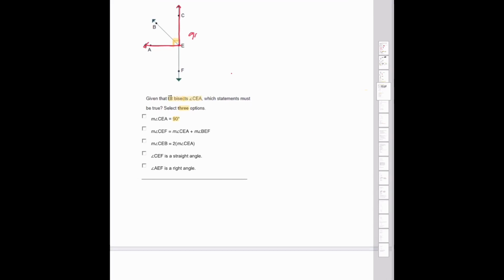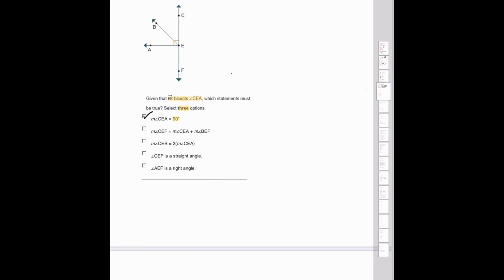From this diagram, we want to see if it's reasonable to assume that CEA is equal to 90 degrees. Well, we can in fact determine this from this diagram because of this orange box. This orange box indicates to us that the angle measure of CEA is in fact 90 degrees. Therefore, we can select that answer choice. Let's look at the next one.